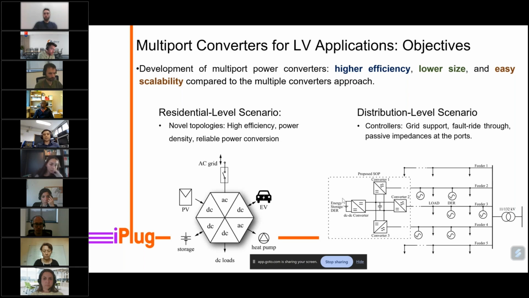For a higher power level at the distribution level scenario, we focus more on controlling the multiport converter to provide grid support and to have a fault ride-through capability, and also to ensure passive impedance at all ports. And this, of course, is a higher power scenario where we consider a few hundred kilowatts.